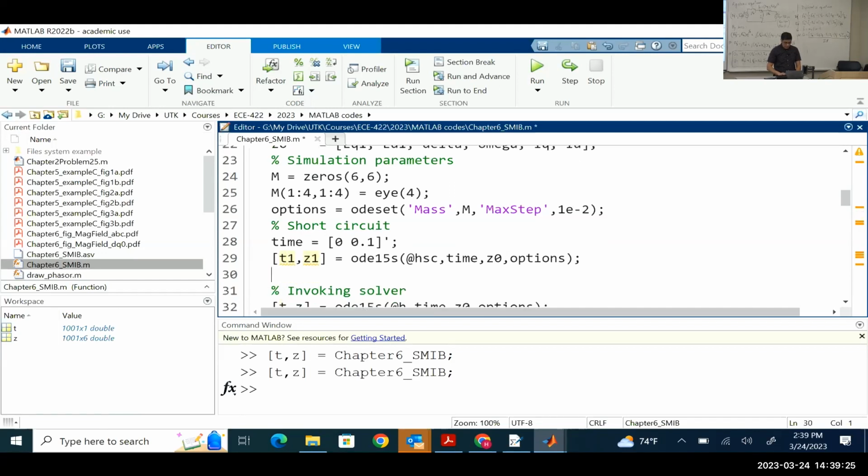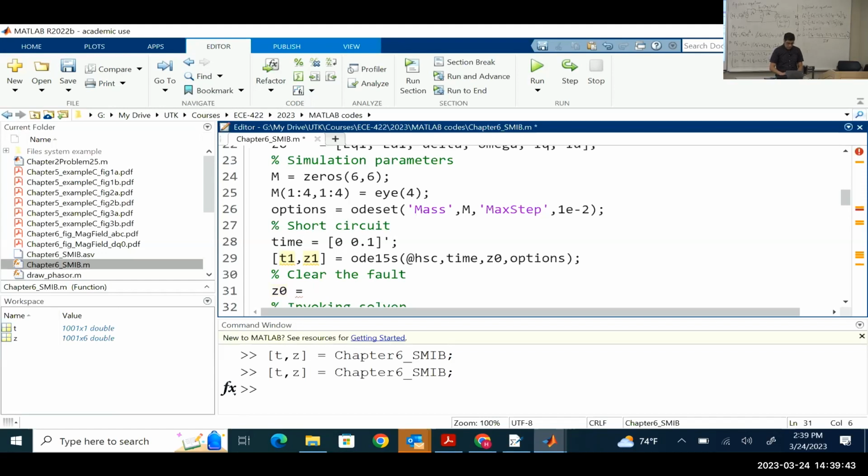Then we're going to clear the fault after that time, 0.1 second. So to clear the fault, we need to have a new initial condition here.